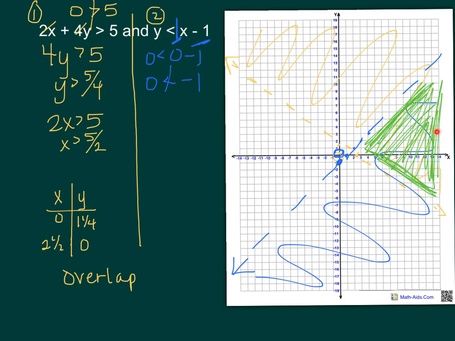Now you need to make sure to shade this really dark, really serious, make it really obvious that that's your answer.